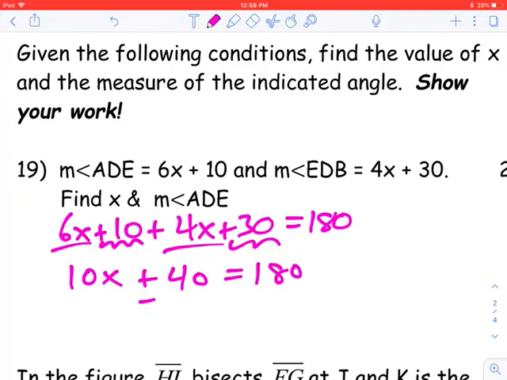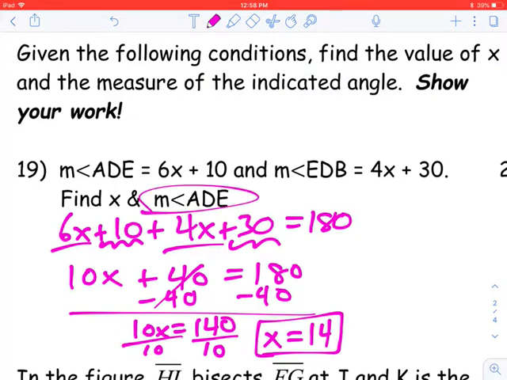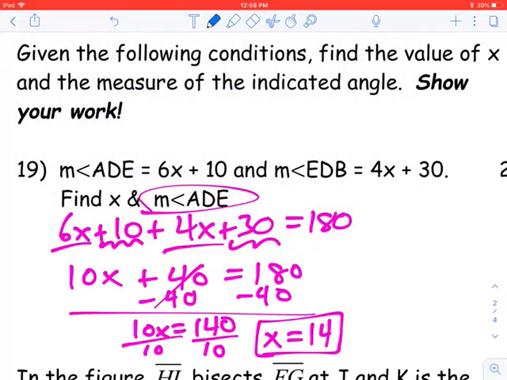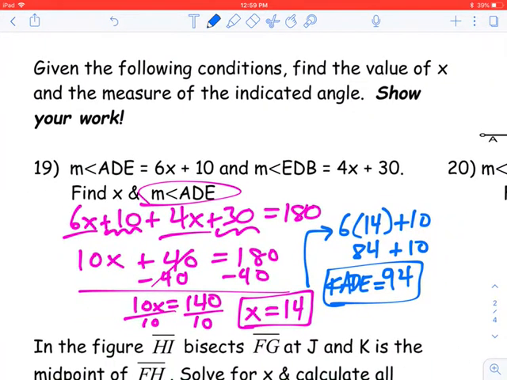And now I get x by itself. So subtract 40 from both sides. I get 10x equals 140. And then I divide by 10 to get x equals 14. But that's not all they wanted. They wanted us to also find ADE. So I plug it in for ADE, which is 6x plus 10. So 6 times 14 plus 10, which is 84 plus 10, which is 94. So angle ADE equals 94. There we are.